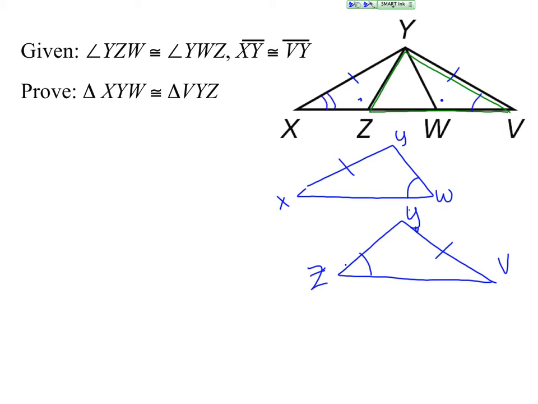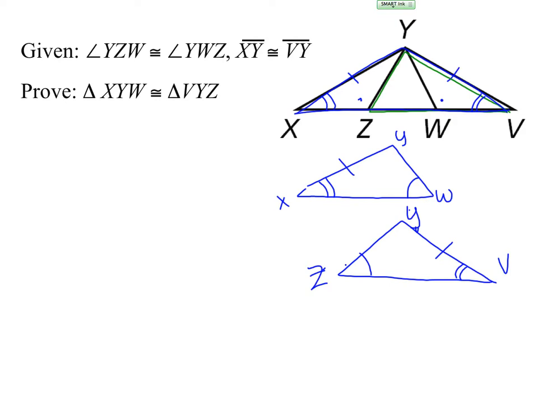This angle is congruent to this one because the whole thing is a great big isosceles triangle. With me on that? Okay, so where are those angles in our triangles? Well, this one is YXW. So this angle is that one. And then this angle is this one. Notice how that's going to help us: angle, angle, side.